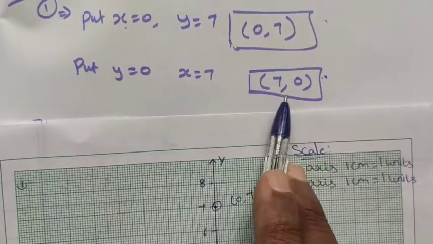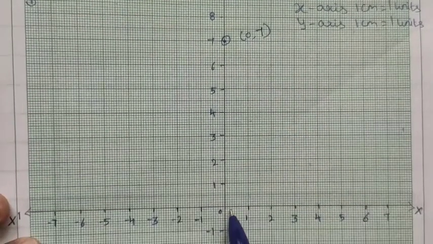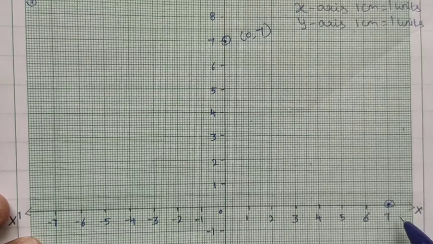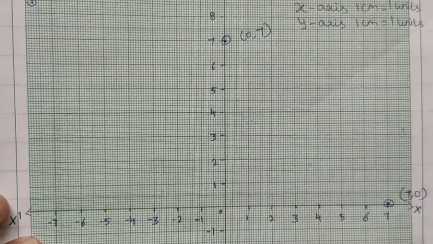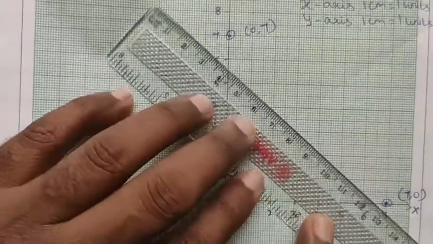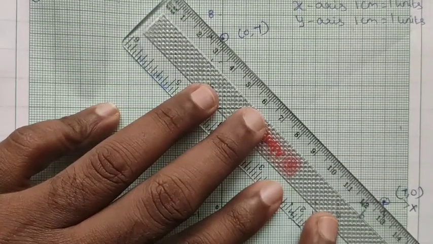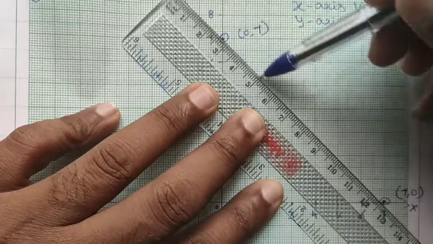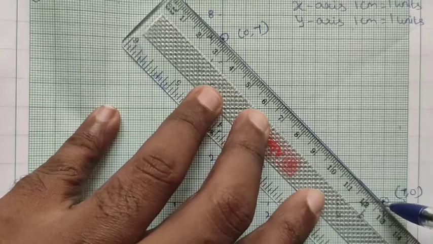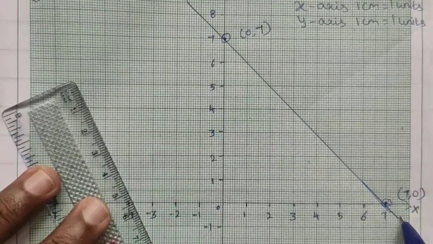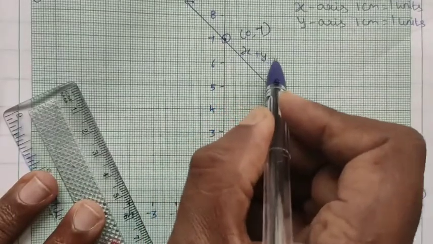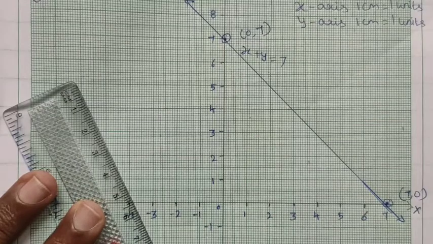Next point 7 comma 0. Here x is 7 and y is 0. The point lies on the x-axis, 7 comma 0. Right? Now we draw the line for these 2 points. We draw the line. So the line of equation is x plus y is equal to 7 for the first equation.